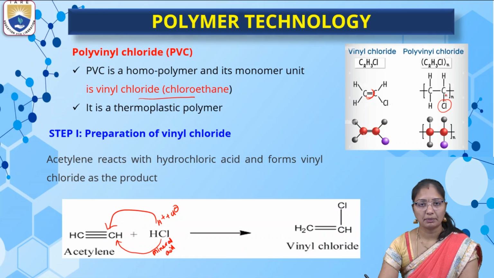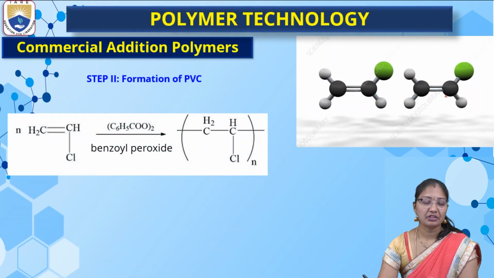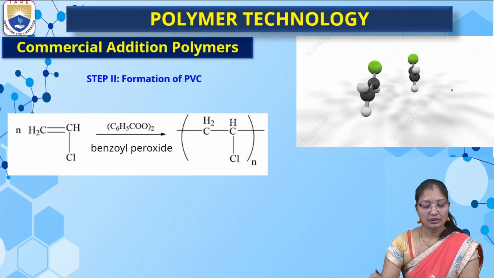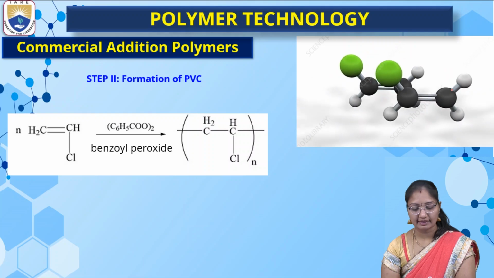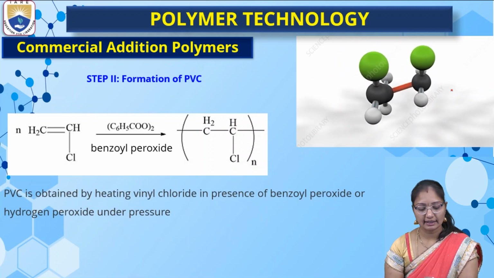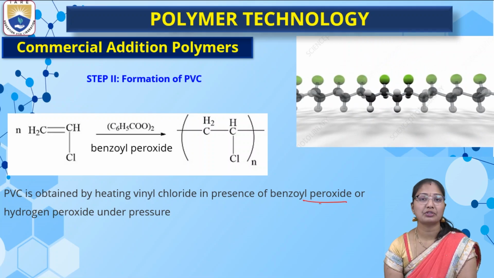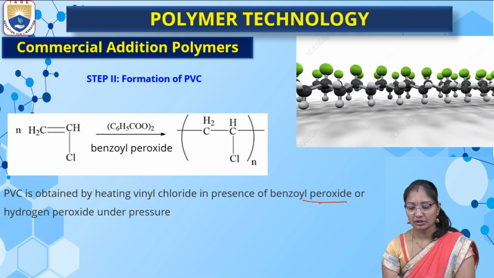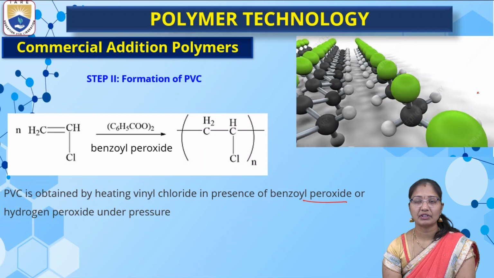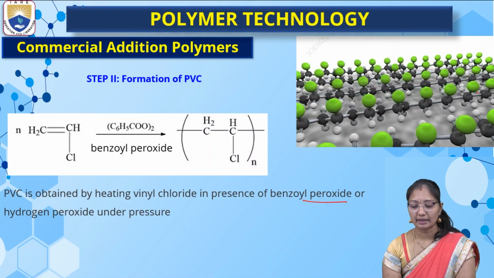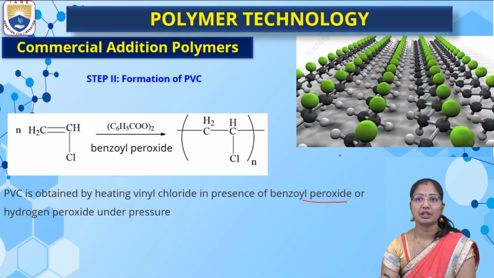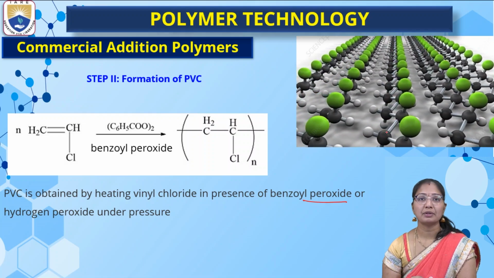This is an addition polymerization reaction. So these are the commercial addition polymers. Here benzoyl peroxide acts as the initiator, which gives free radicals, and PVC is obtained by heating vinyl chloride in the presence of benzoyl peroxide or hydrogen peroxide under pressure. So this is the vinyl chloride formation. We can see here the green atoms are the chlorine atoms present. Long chains are formed due to the addition polymerization reaction in the presence of benzoyl peroxide or hydrogen peroxide, which act as initiators and give the free radicals.